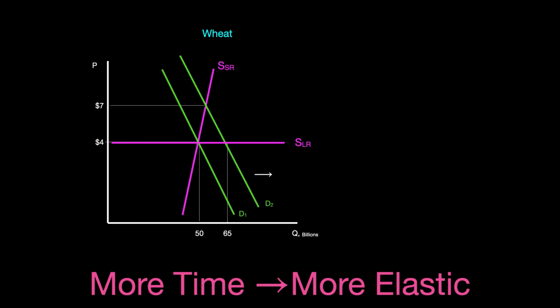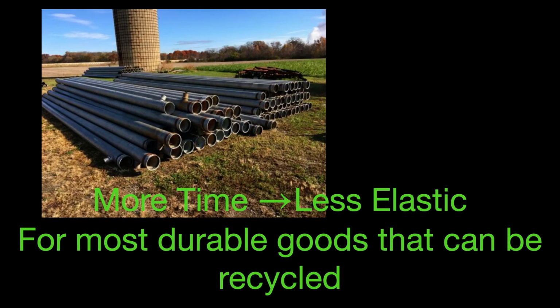For most goods, more time means more elastic. For this reason, the increase in price from an increase in demand will be largest in the short run. In the long run, as shown here, there may not be any increase in price at all. For durable goods that can be recycled, like aluminum, more time means less elastic. Or in other words, the largest supply response will be in the short run.